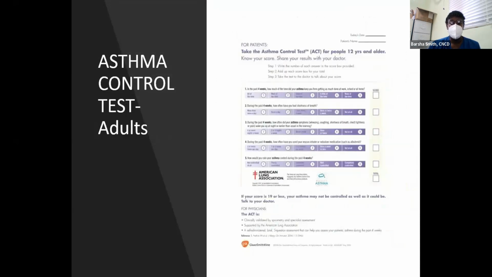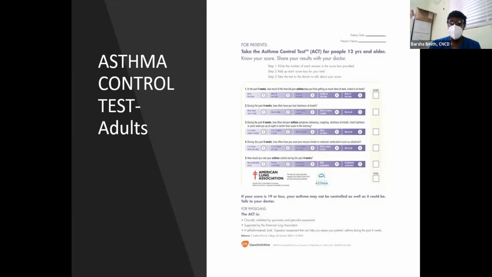This is the form that we use for adults. So of course, we want to know in the last 4 weeks, how much of the time did your asthma keep you from going to work? So they'll tell you, nurse, I haven't been to work because I wasn't feeling well. I was just wheezing. I've been off from work for a month. So all of that we would document on this chart.